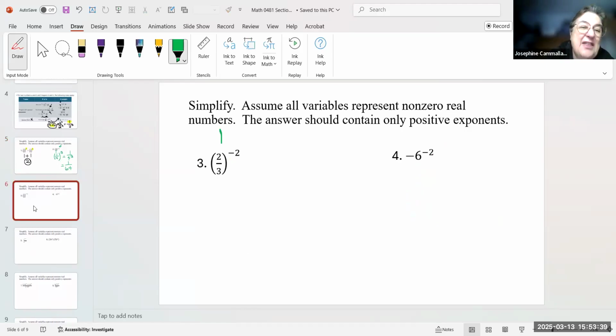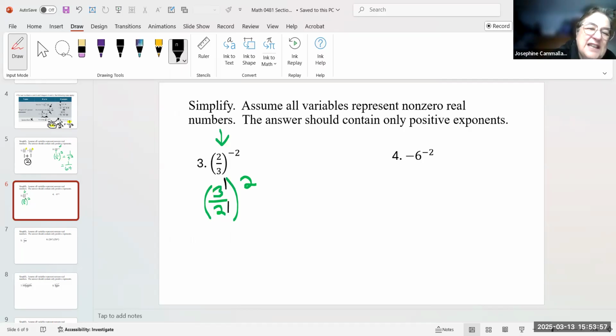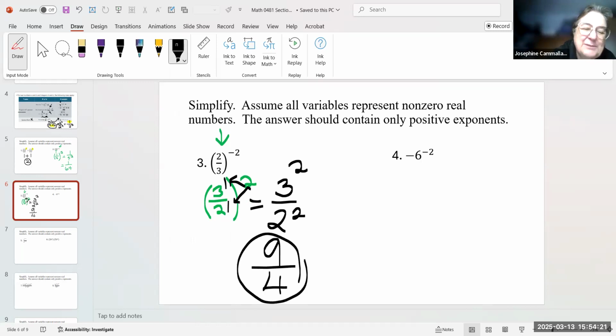Okay. The base of a negative exponent is going to flip, and that makes the exponent positive. Now remember, each of these is going to give me 3 squared over 2 squared, because this exponent is multiplying by the exponents of the base term, which is going to give me 9 over 4 as my final answer.